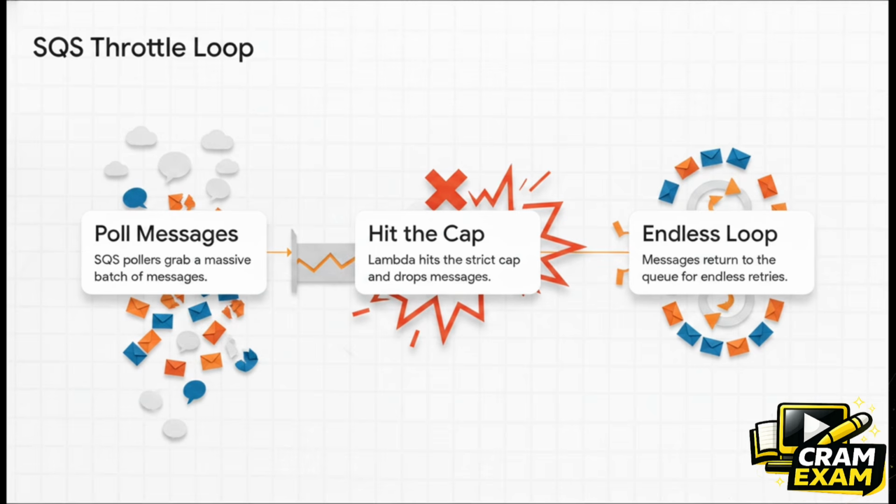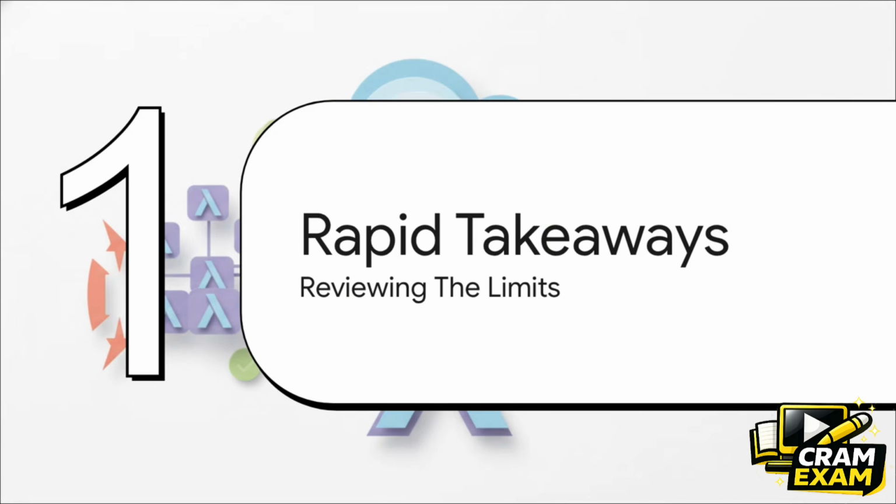You see, Lambda uses a fleet of invisible pollers to grab messages from your queue. It can scale up to add 1,000 concurrent executions per minute for SQS. But if you set a low reserved concurrency on that function, say 50, those SQS pollers are still going to grab a massive batch of messages and try to invoke your function. Lambda sees you hit your cap of 50, throttles the request, and drops the messages. So the messages go back to the queue, the pollers grab them again, and you've just created an endless cycle of throttling and retries.